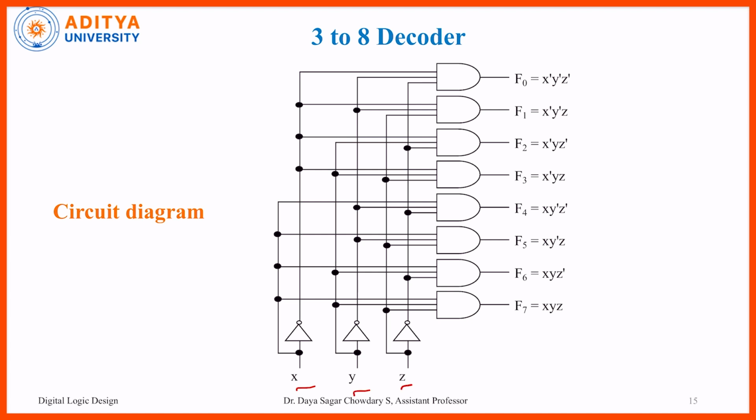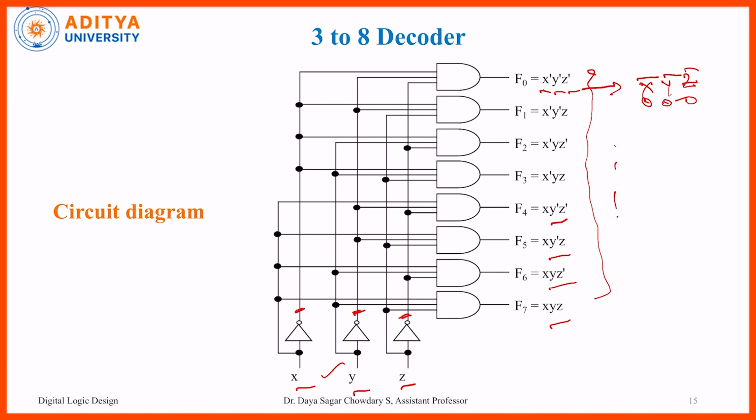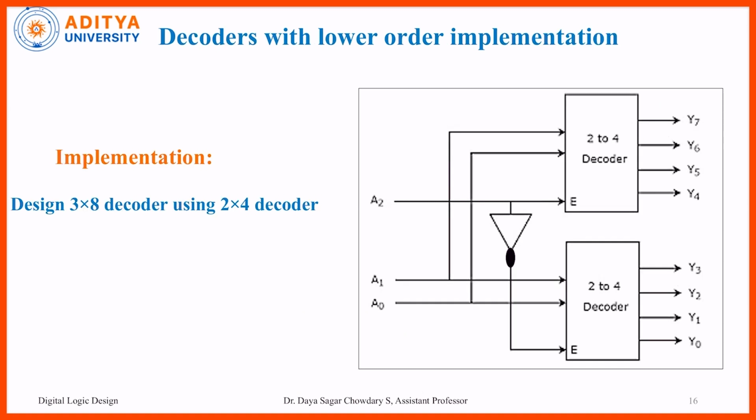That means 3 inputs are there. Again, it follows the binary, and simply we can construct all the equations for F0 to F7. So this means X0, Y0, Z0. Simply F0 is equal to X bar, Y bar, Z bar, because it is the 000 combination. 0 means inverter. After the inverter only we will get 000. That is why X bar, Y bar, Z bar. Likewise, we construct the equations. This is a simple work.